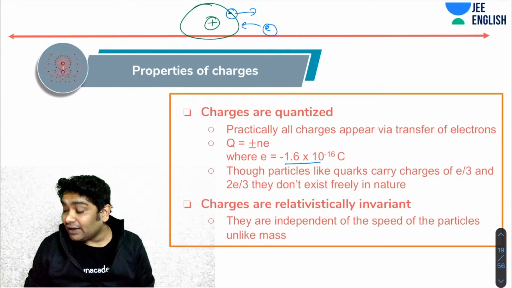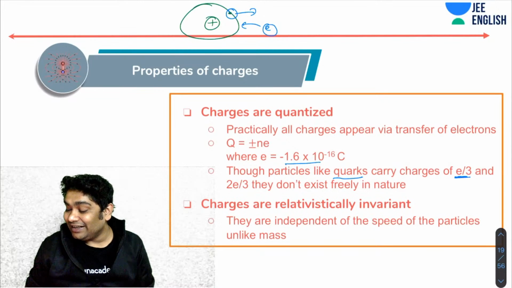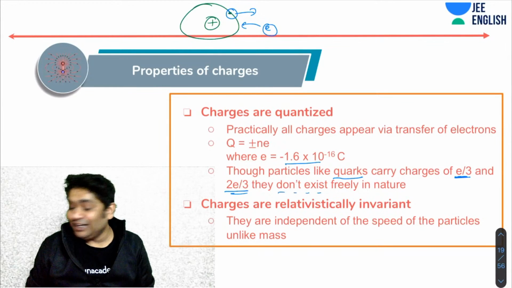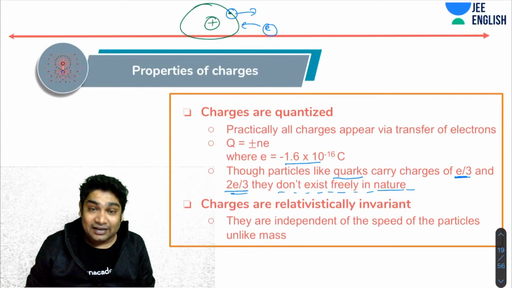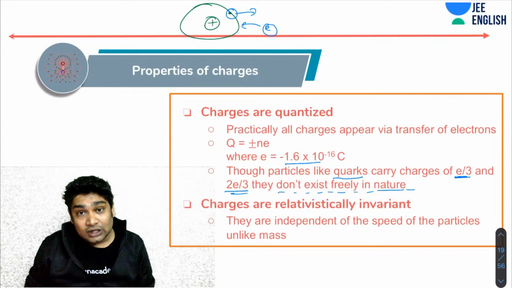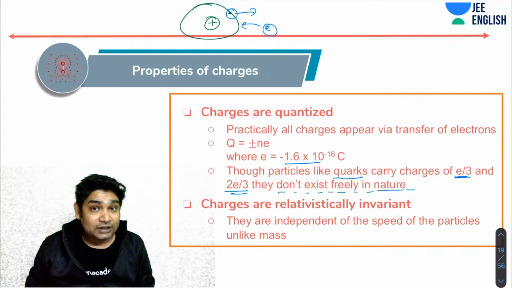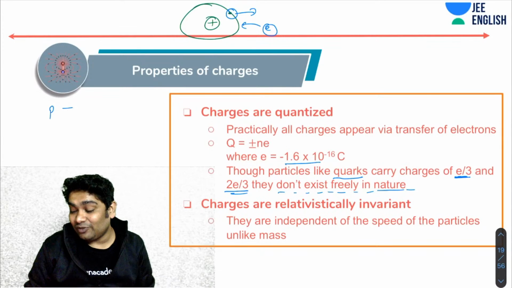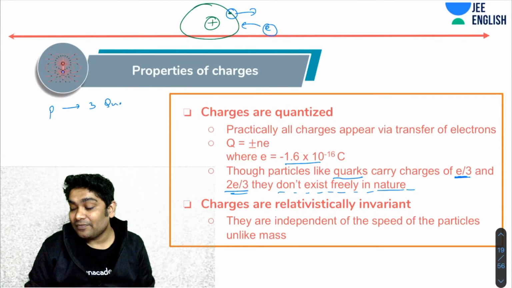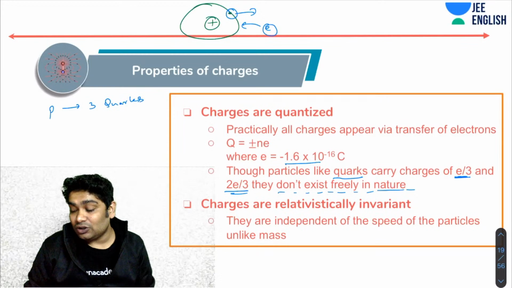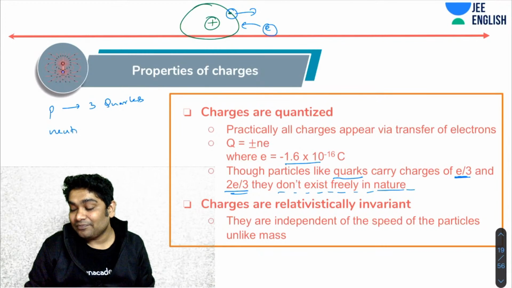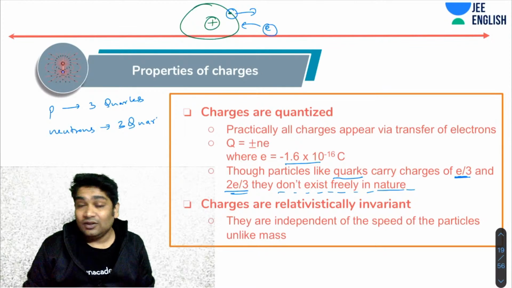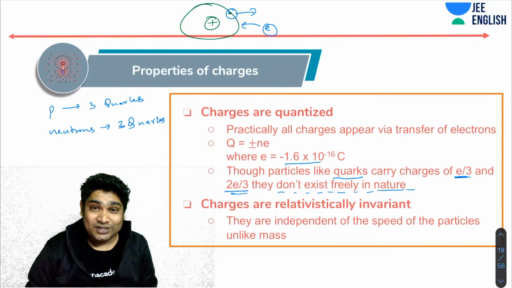Though there are particles like quarks that carry charges of e by 3 and 2e by 3, they do not exist freely in nature. We have realized that protons and neutrons are made up of quarks. Protons are made up of 3 quarks and neutrons are also made up of 3 quarks. So they also have particles which constitute them.